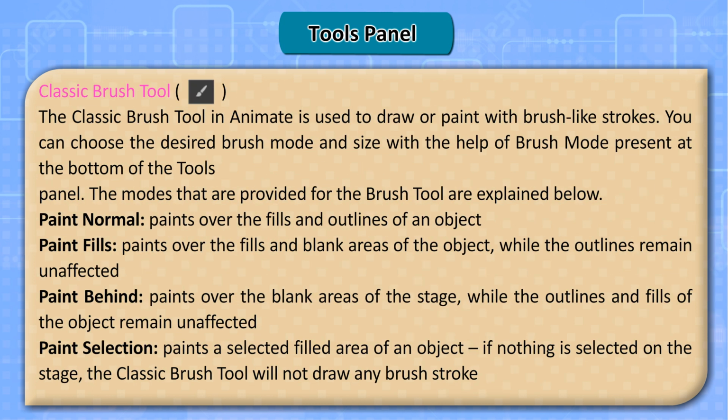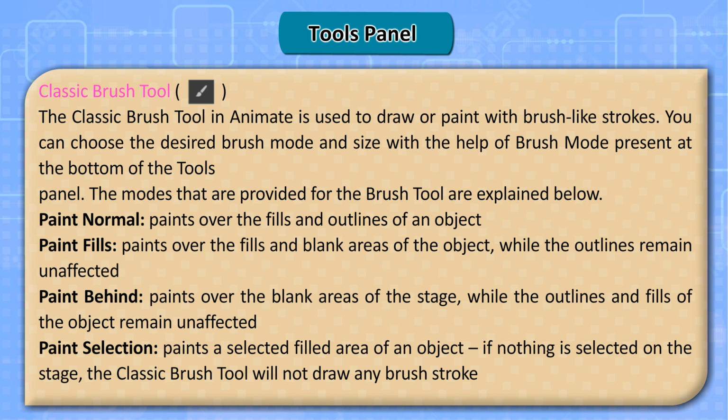Using the text tool. Classic Brush tool. The Classic Brush tool in Animate is used to draw or paint with brush-like strokes. You can choose the desired brush mode and size with the help of brush mode present at the bottom of the Tools panel. The modes that are provided for the brush tool are explained below.